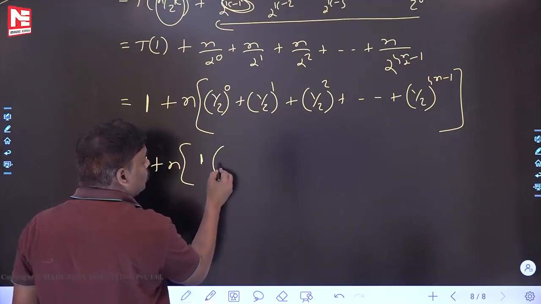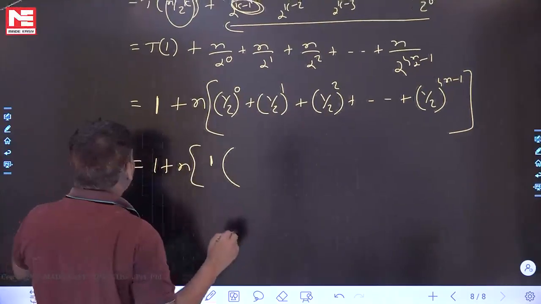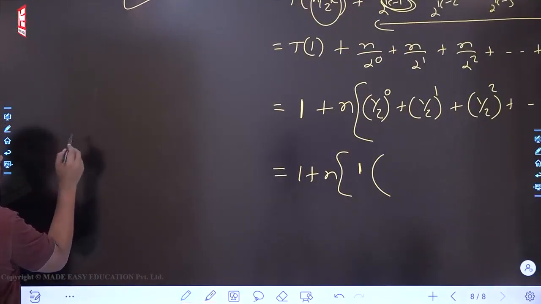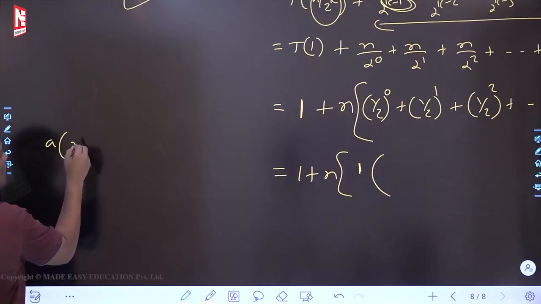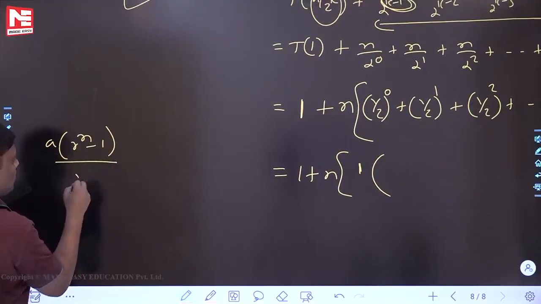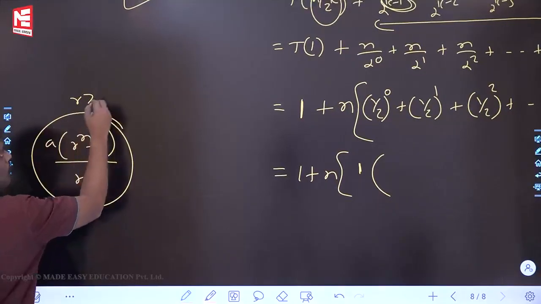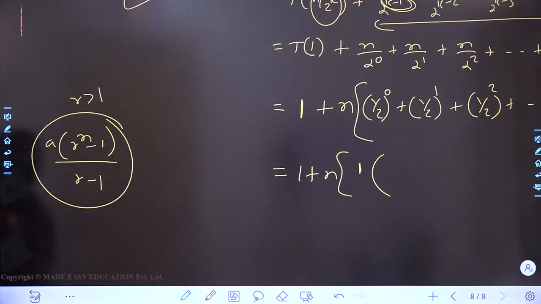One more thing: the GP series, sum of n terms. What is the formula? The GP series sum of n terms formula is A into R power n minus 1 by R minus 1. This is the formula if R is greater than 1.